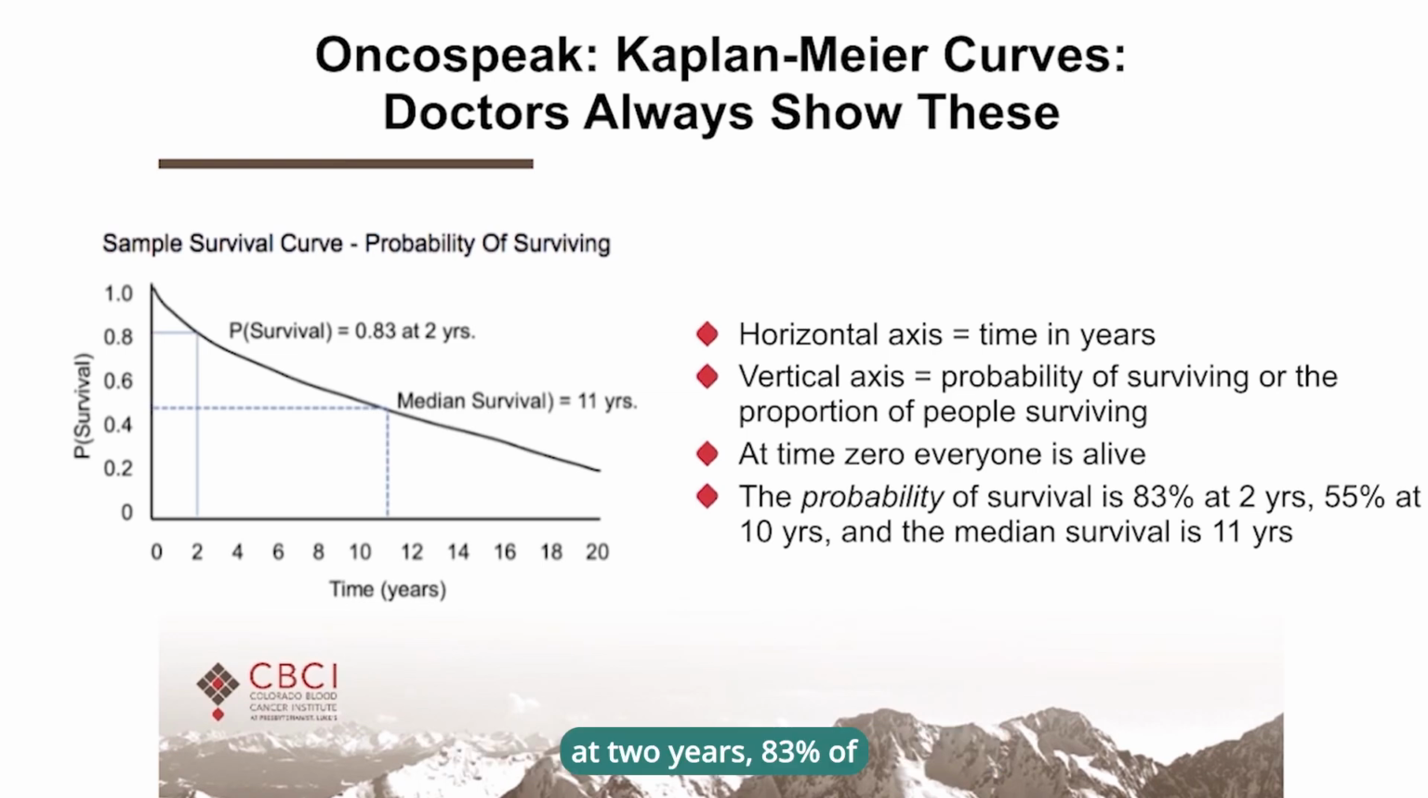And so you'll see here, for example, in this example, which is not Waldenstrom's, by the way, at 2 years, 83% of patients are still alive. At 5 years, it's about 70%. And about 50% of the patients are still alive at 11 years. So you'll see doctors report, hey, the median survival for such and such problem is 11 years.